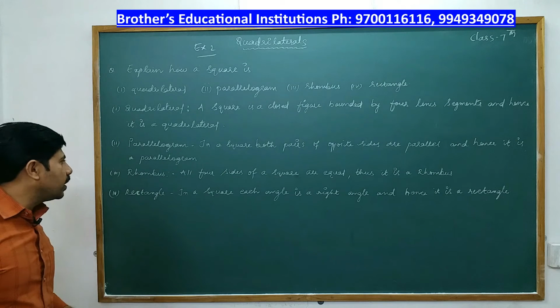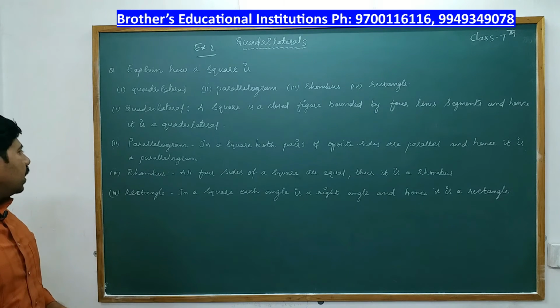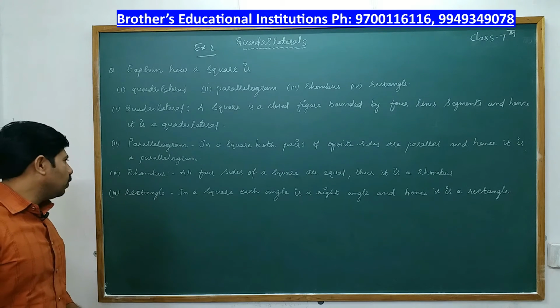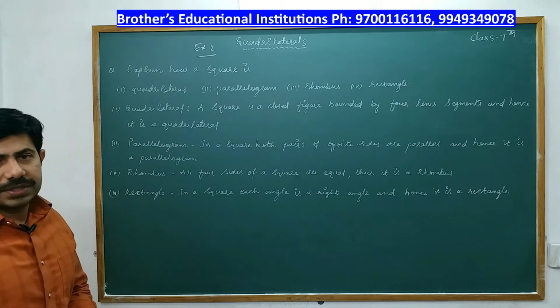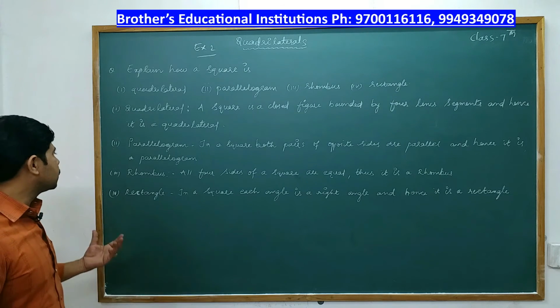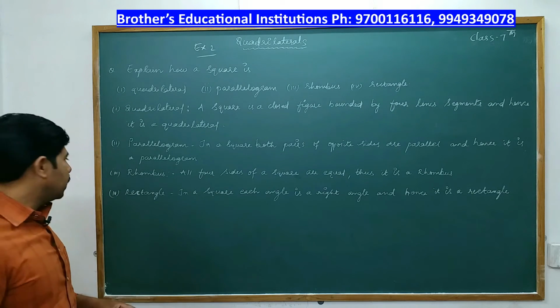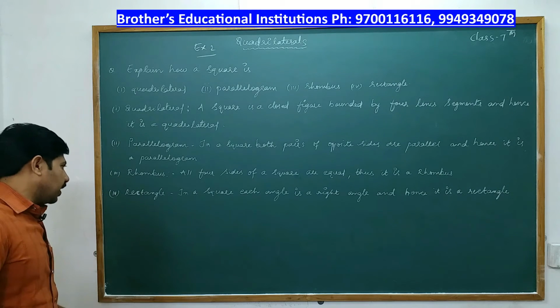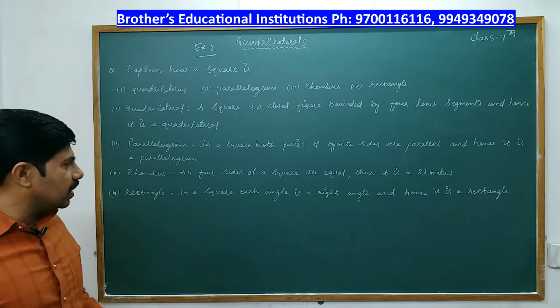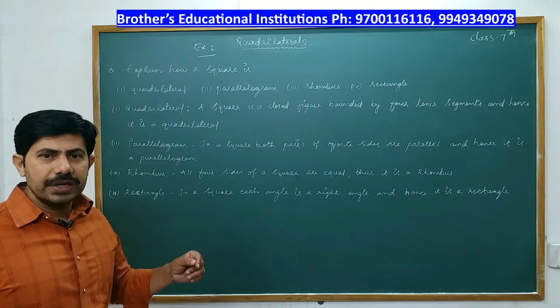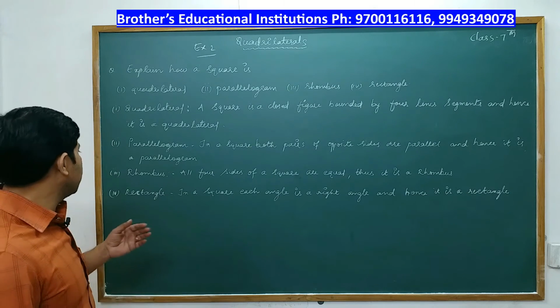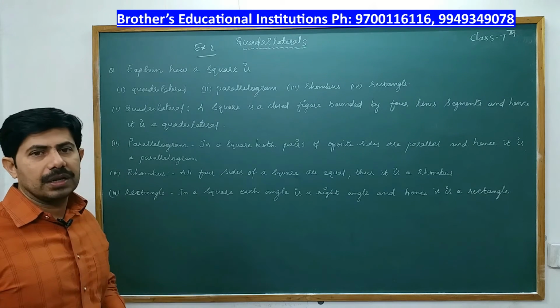Now, how is a square a rhombus? In a rhombus all 4 sides are equal, and in a square also 4 sides are equal. So that's why we say a square is a rhombus. Then how is a square a rectangle? In a square each angle is 90 degrees. In a rectangle also it is 90 degrees. So we say the square is also a rectangle.